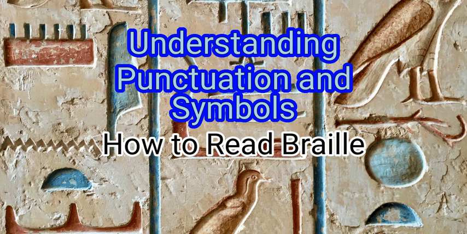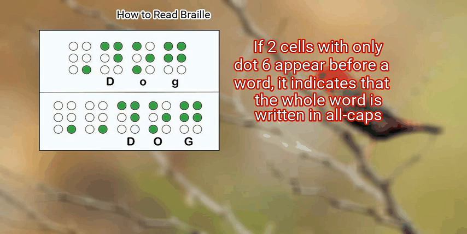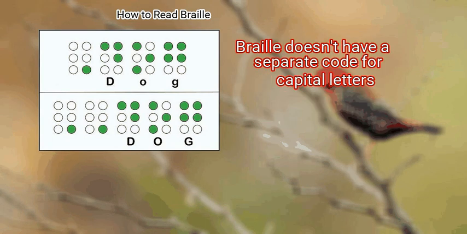Method 2. Understanding punctuation and symbols. First is capitalize words preceded by a cell with a single dot 6. If 2 cells with only dot 6 appear before a word, it indicates that the whole word is written in all caps. Braille doesn't have a separate code for capital letters.